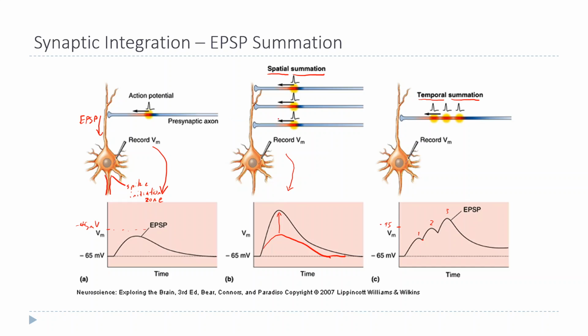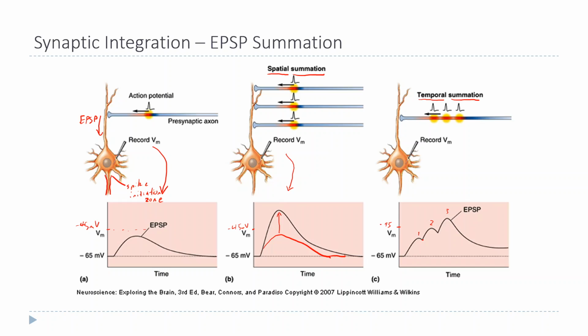Or you could have this situation where two or three synapses working together could trigger an action potential in the postsynaptic cell. And this is actually really important, because this is how neurons can process information or act as little computers.